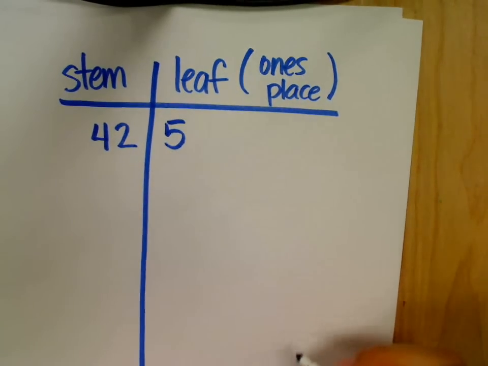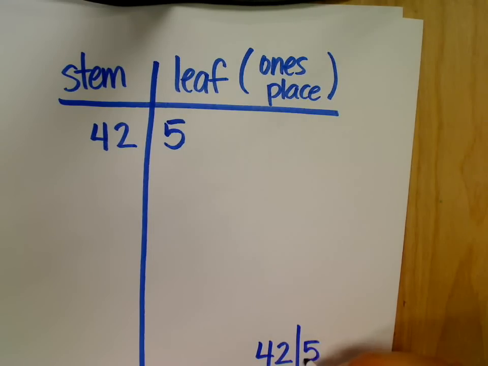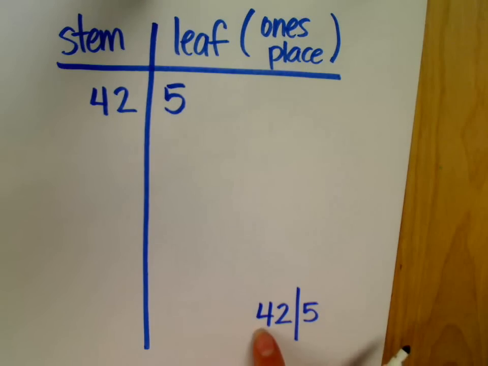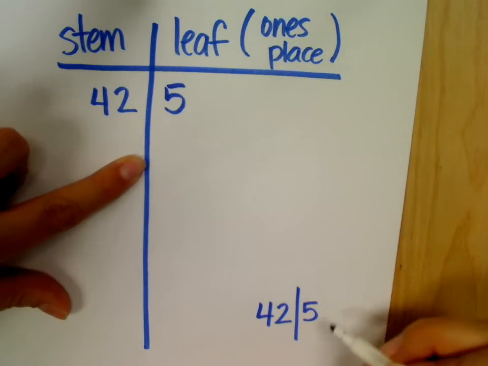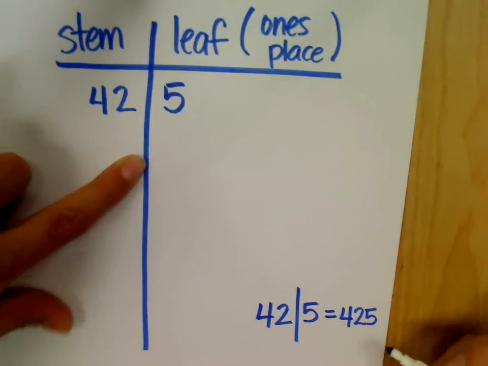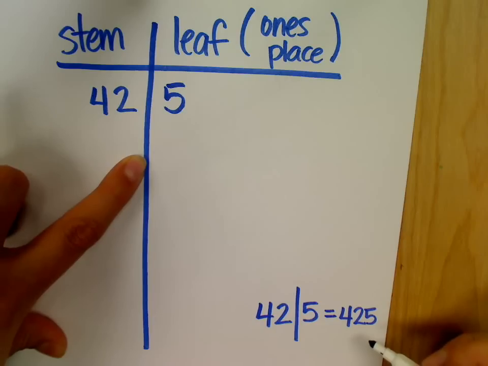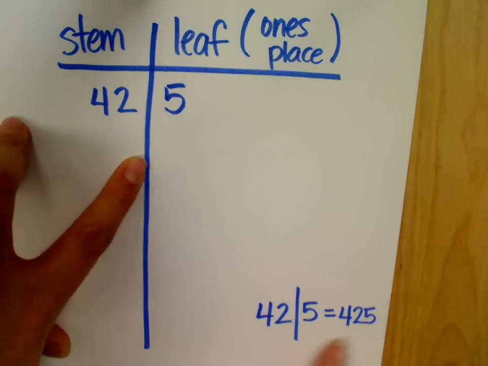And also something I didn't mention before is the key, which is kind of like a key for a map, kind of explains how to read it. This could be an example. I would use 42, show the line that's written here, and then the 5, and tell everybody that that equals 425. Do we have to write this? You will have to, yes, write this for every stem and leaf plot that you make. But you can pick any number from the list and make your example.